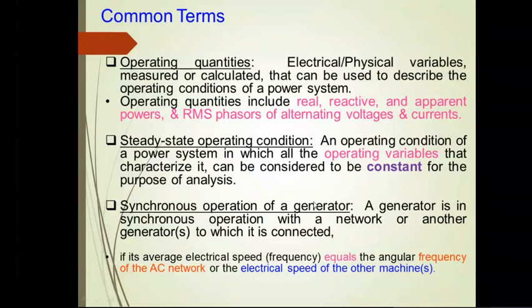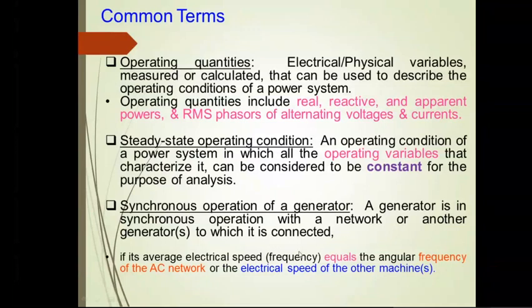And what it refers to here is that, according to this synchronism operation, the average speed, and thus the frequency of the machine or the generator, equals the angular frequency of the AC network or the electrical speed of other machines. Then you see that it is the synchronism operation of the generator.